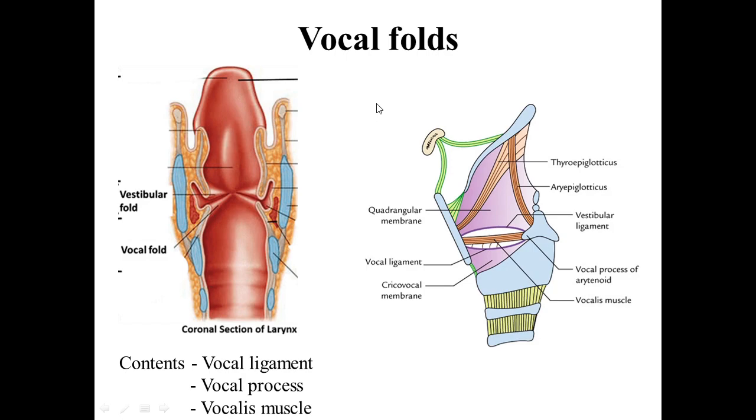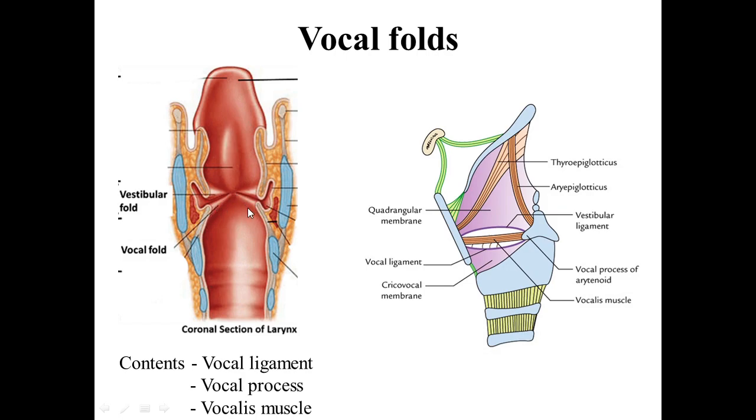Now the third mucosal fold within the cavity is the vocal folds. Here these are the vocal folds. Again, there is a pair of vocal folds, and these vocal folds are mucosal folds covered by mucous membrane, and they are lined by stratified squamous non-keratinized epithelium. Remember, the vestibular folds are lined by ciliated columnar epithelium, while vocal folds are lined by stratified squamous non-keratinized epithelium.